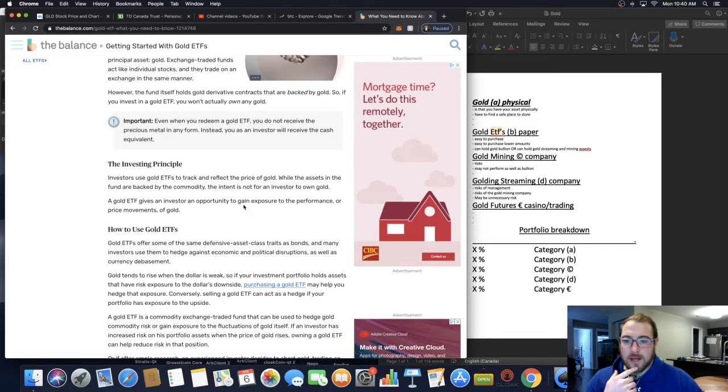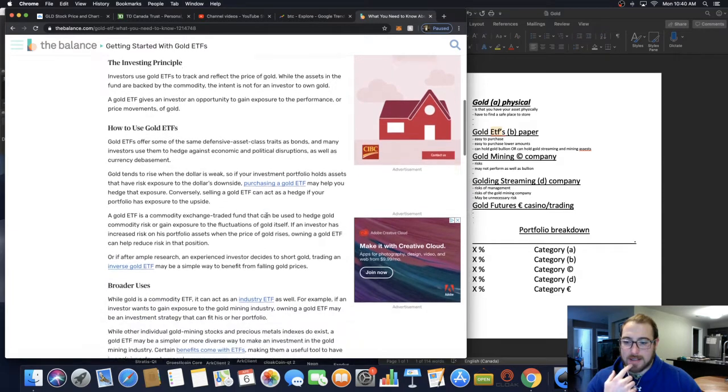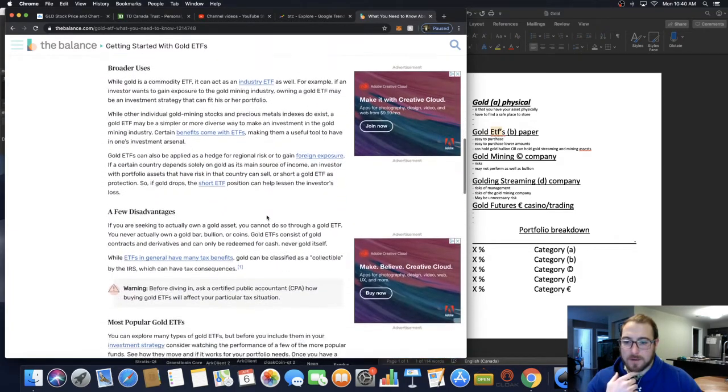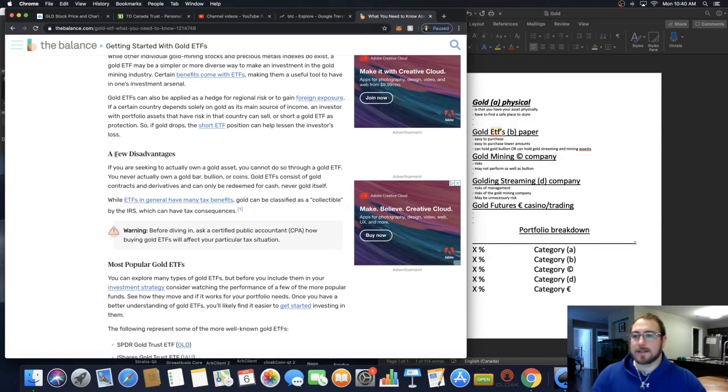So the one thing that we have to be aware of is that when you have an ETF, you don't necessarily own any gold. That is kind of the unfortunate thing. Look at the disadvantage. When you're seeking to actually own a gold asset, you cannot do so through a gold ETF. You never actually own a gold bar, bullion, or coins. Gold ETFs consist of gold contracts and derivatives and can only be redeemed for cash, never gold itself.